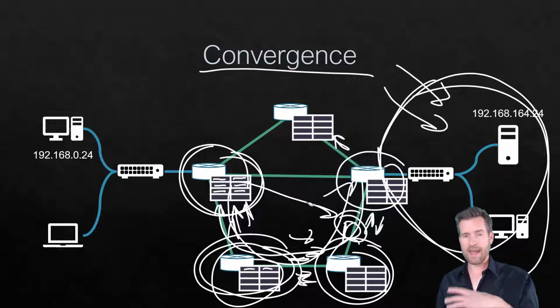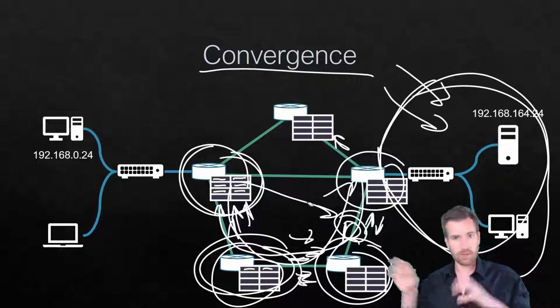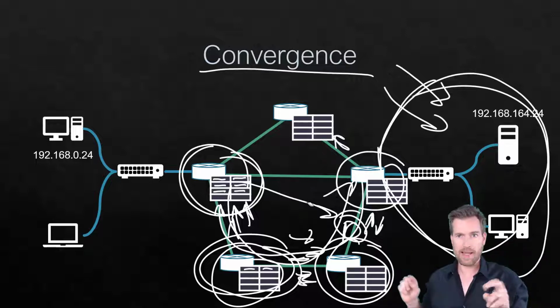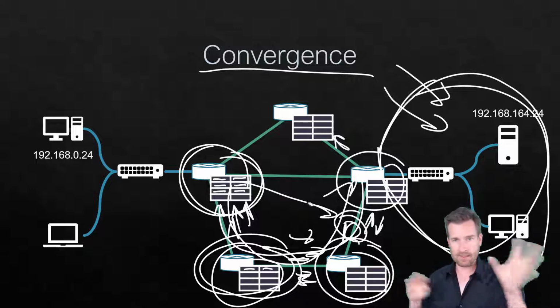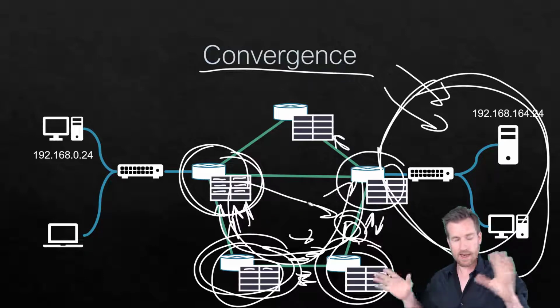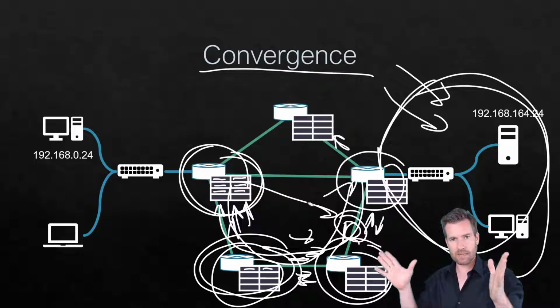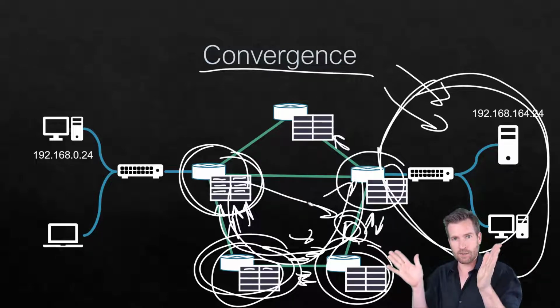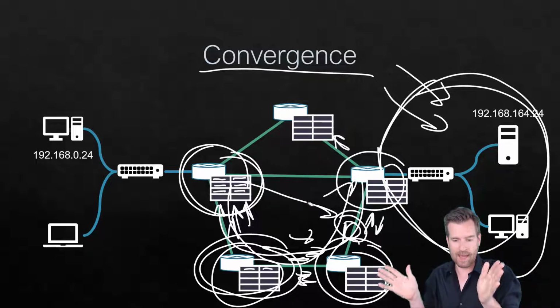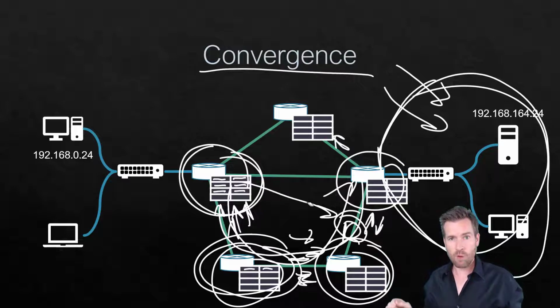And so what we have is a learning process where all of these routers start communicating out. And as soon as they get an update, they communicate out again, and as soon as they get an update, they communicate out again. And that has to happen until everybody understands all of the networks and there's no more updates to be had. At that point in time, we've reached convergence.